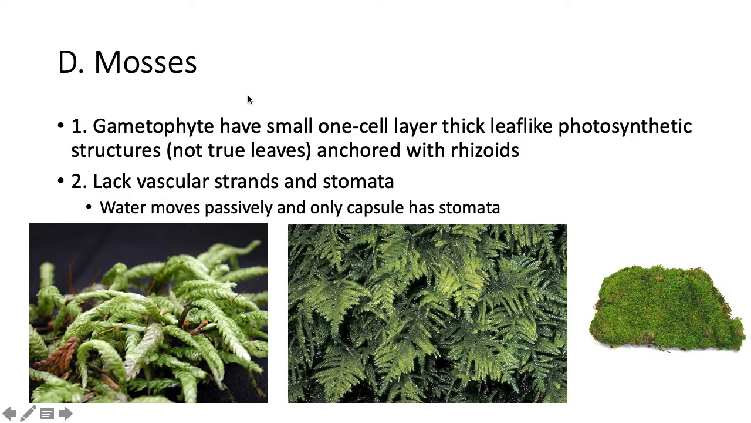All right, mosses. All right, their gametophyte is actually one cell layer thick, has these leaf-like projections. They're not true leaves because it's haploid and it lacks vascular tissue. But they are photosynthetic. And again, we see that they are anchored with rhizoids, not true roots, but similar to roots.